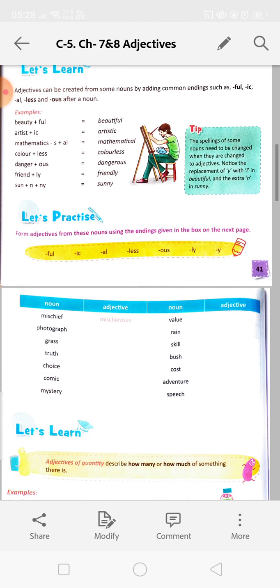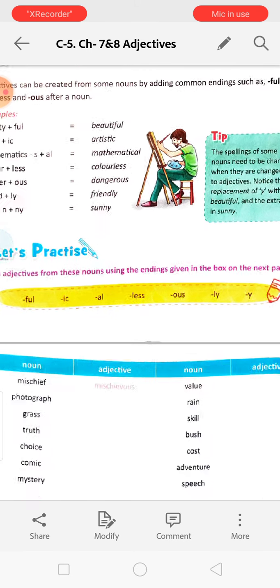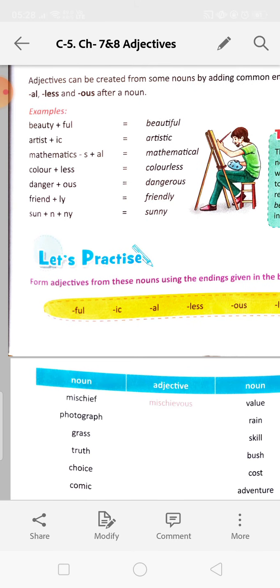Next, adjectives can be created from some nouns by adding -ful, -ic, -al, -less or -ous. For example, beauty, beautiful. Note one thing: when we make an adjective from beauty, the Y is changing into I. Beauty plus ful becomes beautiful. So whenever the last letter is Y, we have to change it into I.